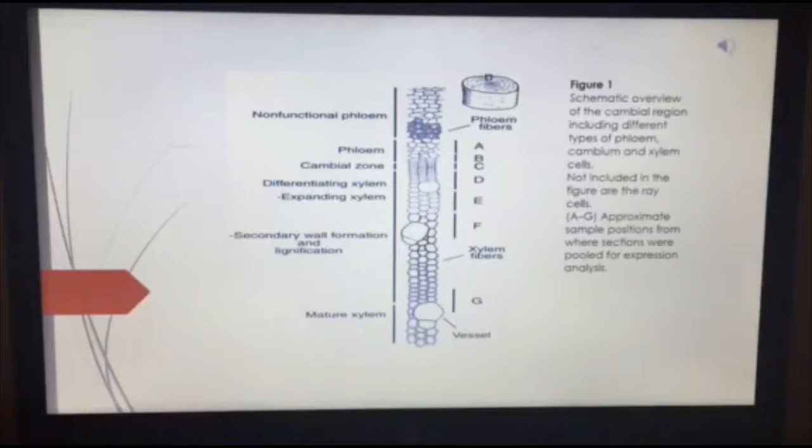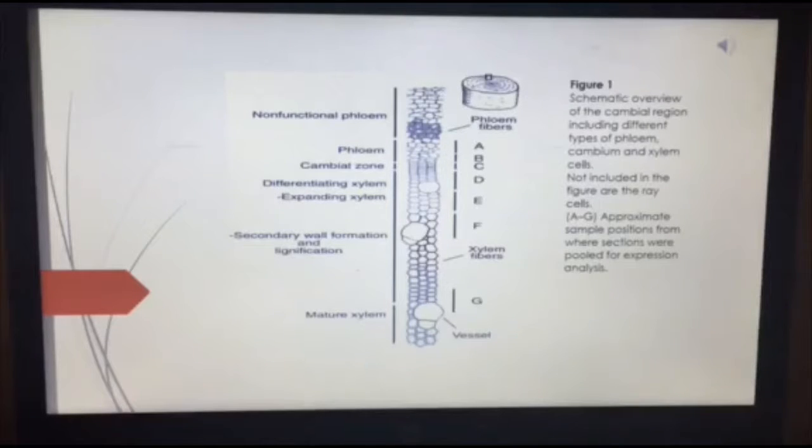This is figure 1, a schematic overview of the cambium region, including different types of phloem. Cambium and xylem cells are shown, and the ray cells are not included in the figure. A to Z is the approximate sample position from the wood section, where samples were pooled and expression analyzed.